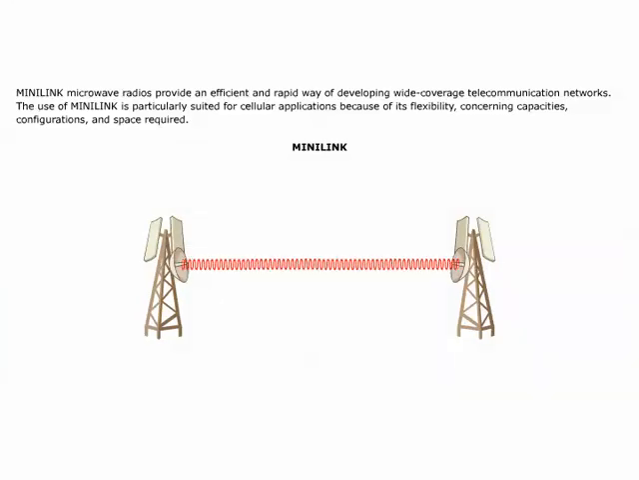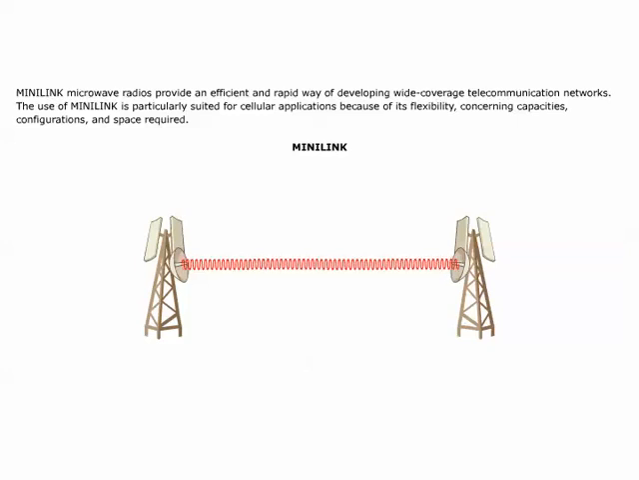Mini-link microwave radios provide an efficient and rapid way of developing wide-coverage telecommunication networks. The use of mini-link is particularly suited for cellular applications because of its flexibility, concerning capacities, configurations, and space required. It also offers fast deployment in all project phases, from planning to commissioning.